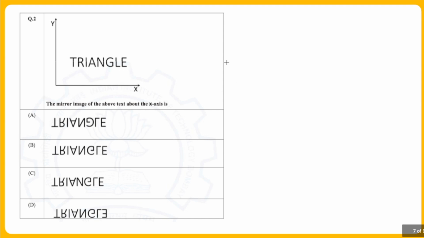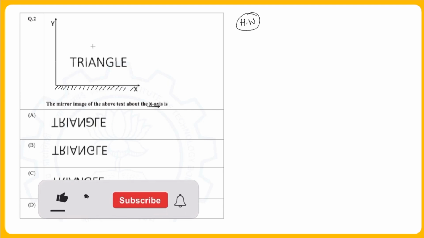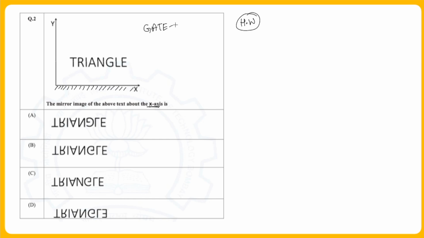Just a bonus question for you guys as homework to solve. It says that a triangle is given, or a letter is written over here, triangle, and this is the y-axis and this is the x-axis. It says the mirror image of the above text is about the x-axis. So consider this x-axis as the mirror. Now in the mirror, how is this letter going to look? Again, pure logic you have to apply to do this question. This was asked in GATE 2021.